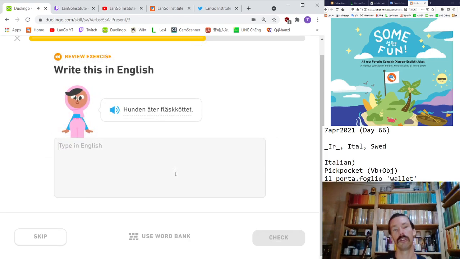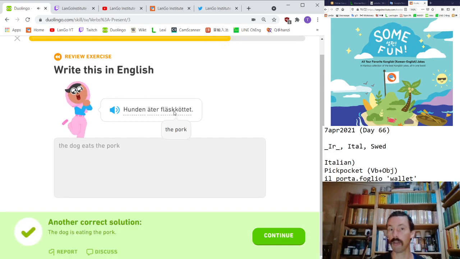Hunden äter fläskköttet. Dog eats the pork. Fläskköttet. Definite, shown by the suffix here. In both nouns, the dog. Definite. So one class adds an N, and one adds it to the neuter. The second noun there adds a T for agreement. Also for agreement on other classes of words. Eats the pork, pig meat.